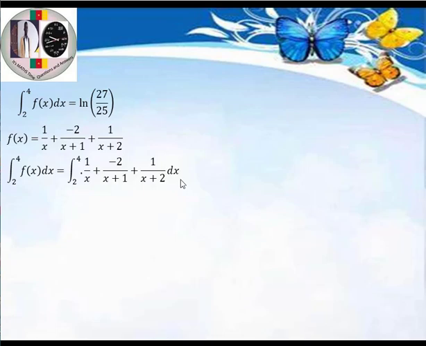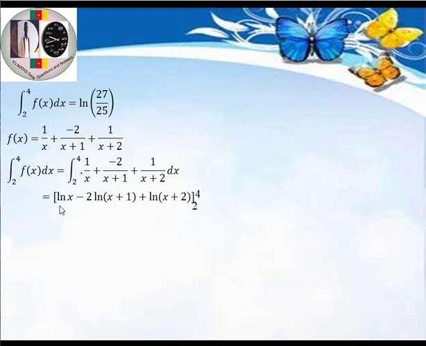Okay, so if we integrate all of this, we are going to have ln x minus 2, because minus 2 is a constant, minus 2 ln x plus 1 plus ln x plus 2, and the integrals are from 2 to 4. So these limits of the integral from 2 to 4 simply mean that we should substitute the upper limit in this integrated form, and then we subtract the lower limit from this upper limit.